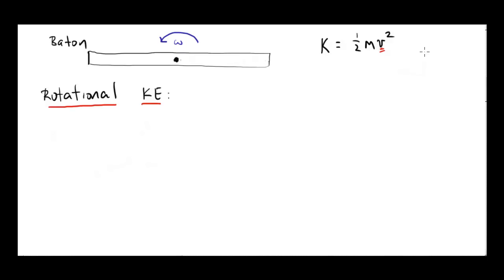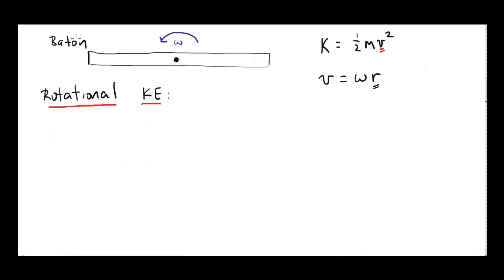Maybe I'll write that right now, just to remember this fact from the last video: there's a relationship between the linear speed v and the angular speed omega, and we say v equals omega r. So the omega is the same for every point along the baton, but the v's are not. The v gets bigger and bigger as r gets bigger and bigger. So how would we calculate the rotational kinetic energy?